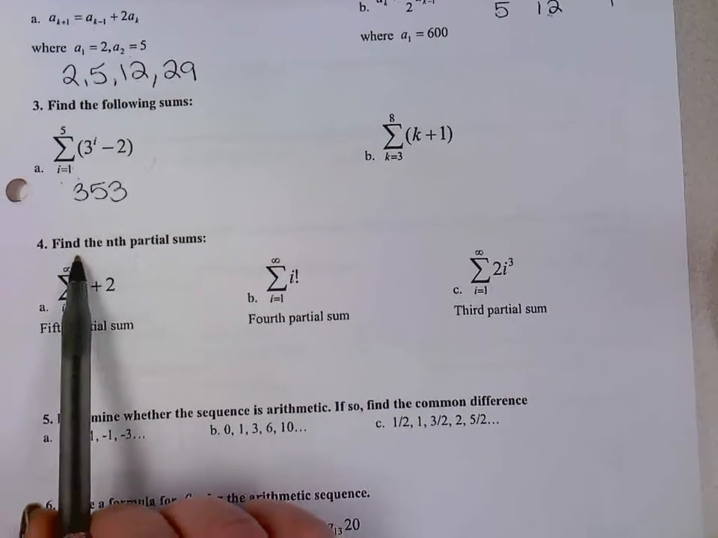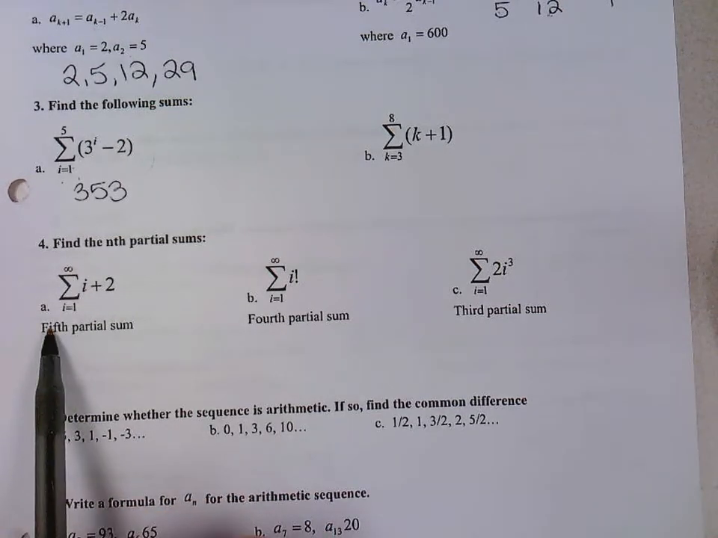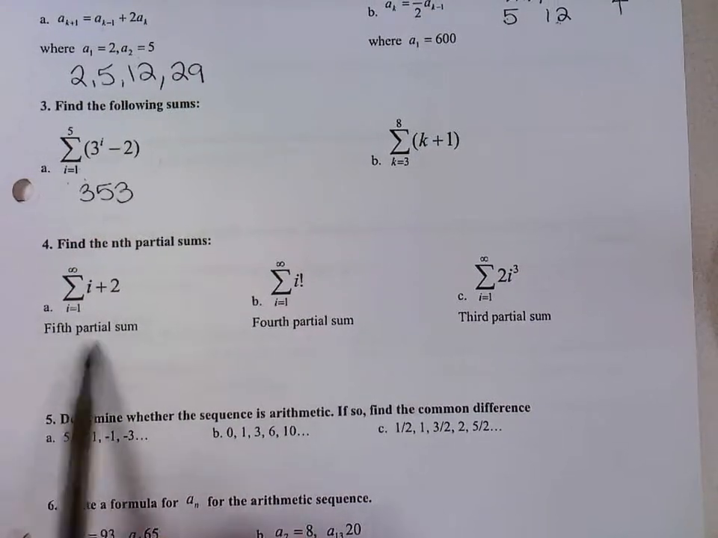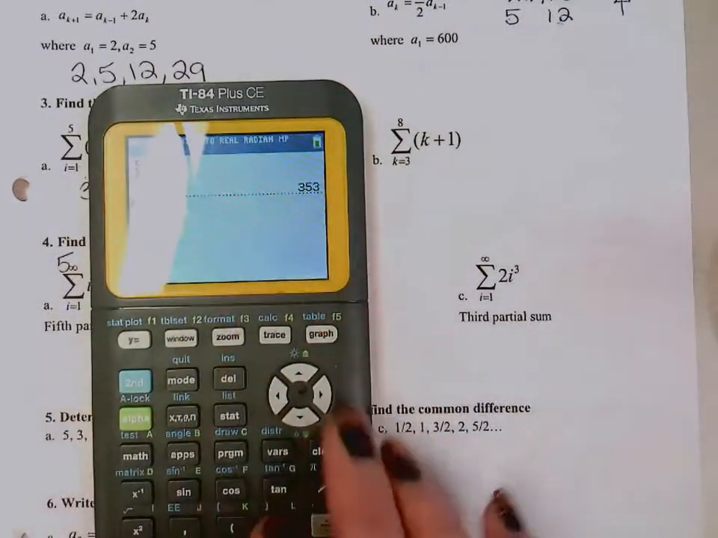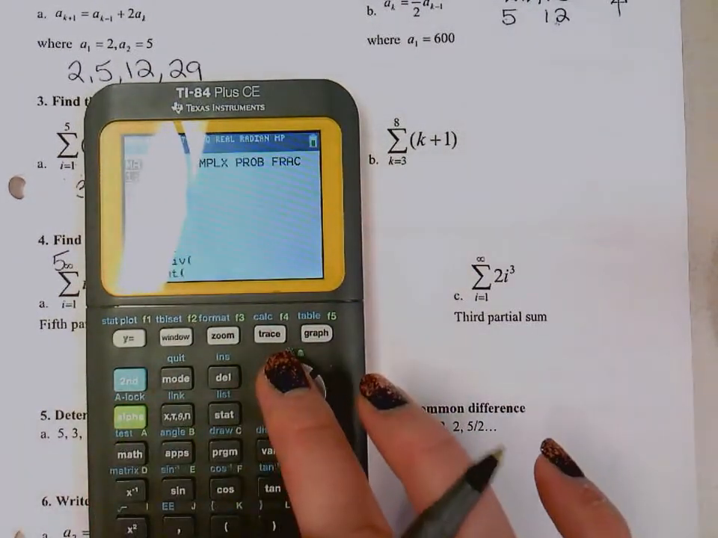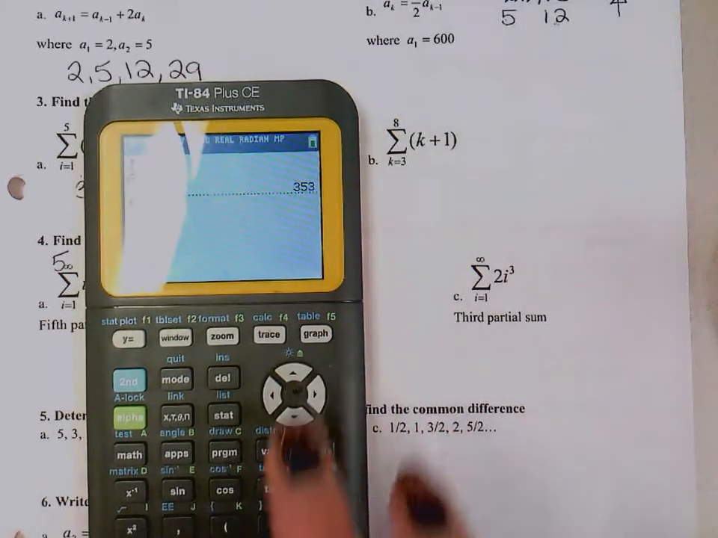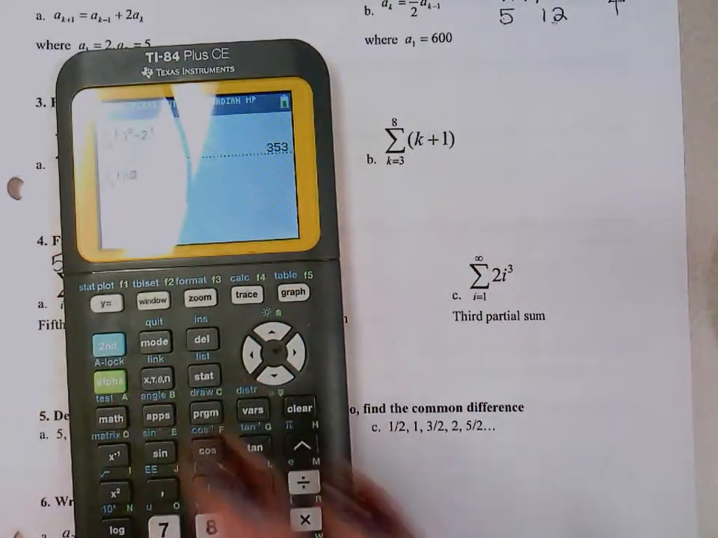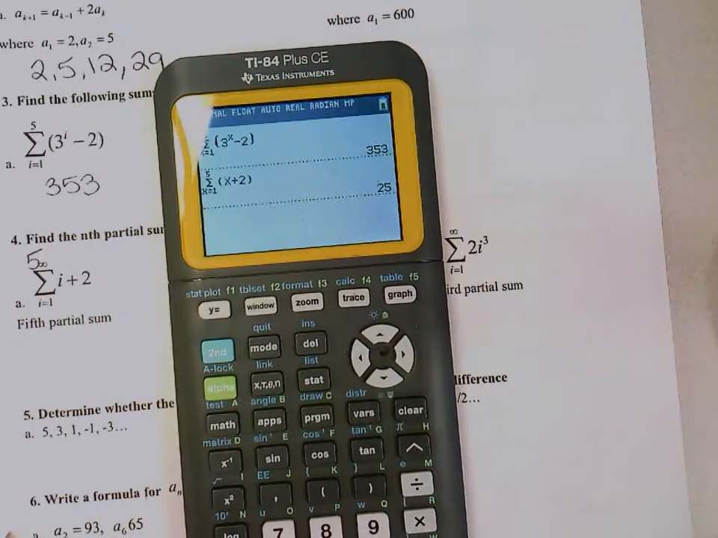Nth partial sum. These all say going to infinity, but it's telling you what sum to take. So I'm taking the 5th partial sum. That just means you're plugging in 5 up here. So we're going to do number 4 the same way we just did number 3. Go to summation. X goes from 1, which one am I doing this time? The 5th partial sum. And we're going to say X plus 2. So that comes out to 25.